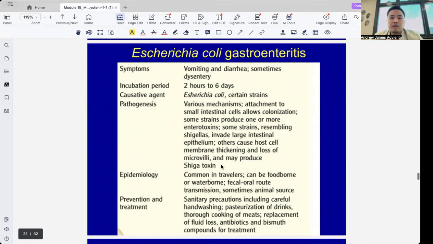So, features of Escherichia coli. Okay, so in here, symptoms include diarrhea and vomiting. Prevention includes proper hygiene and also food safety practice.